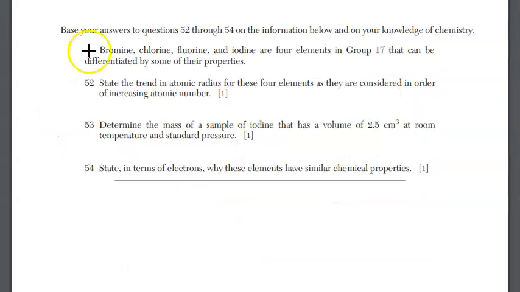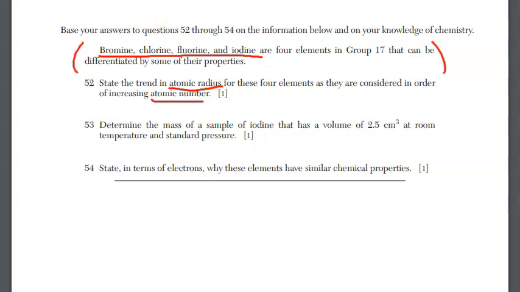For these 3 questions, we have information here at the top. Sometimes you need it, and sometimes you don't. It just depends on the questions that are asked. In the case of 52, it says state the trend in atomic radius for these 4 elements as they are considered in order of increasing atomic number. Don't think that these necessarily are in increasing atomic number. You need to go to the periodic table, and you might even want to go to reference table S.